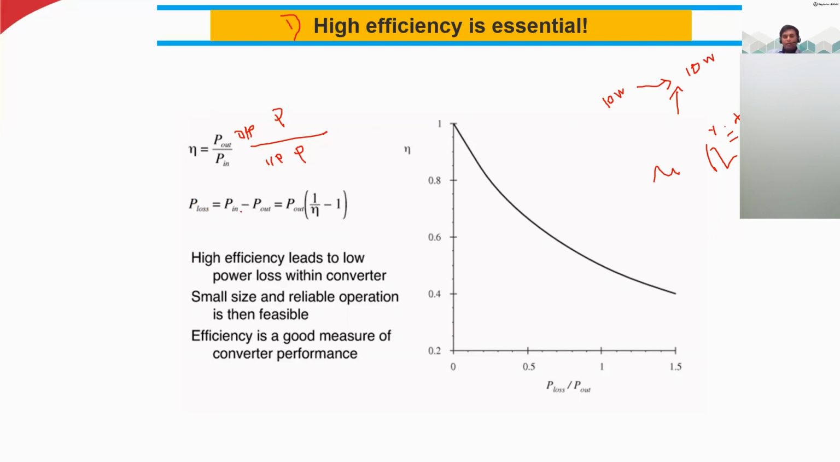And what is the power loss? Power loss is equal to input power minus output power. So instead of having 10 watts at the output, I am getting maybe 9 watts. What is the power loss here? Power input is 10 watts minus 9 watts, so this is input minus output. So my power loss is 1 watt.